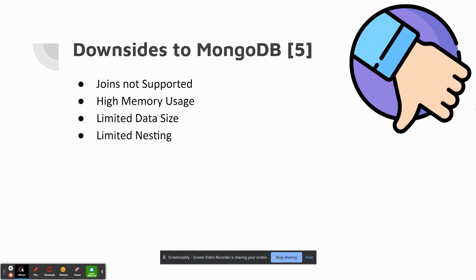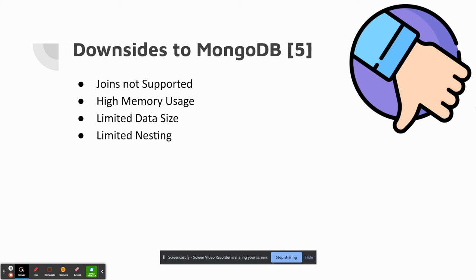Some of the downsides of MongoDB. Joins are not supported. That's something that's very big in SQL, but it's not supported in MongoDB. High memory usage. MongoDB stores key names for each value pair. This can result in data redundancy between documents, so you can have different documents that are containing the same data, which can be, as I said before, redundant.